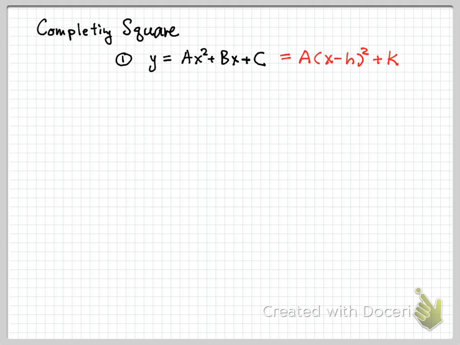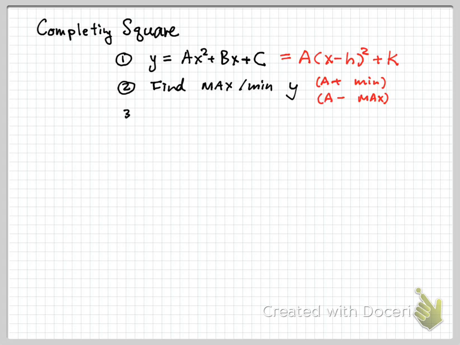It's called completing the square. The purpose of completing the square is to help us find the maximum or the minimum value of y. Whether it is a maximum or minimum depends on a. If a is a positive number, then there is a minimum value. On the other hand, if a is a negative number, then there is a maximum value. We'll talk about that later on.